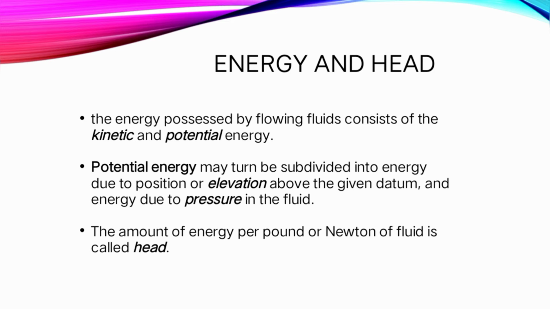Energy and head. The energy possessed by a flowing fluid consists of the kinetic and the potential energy. Potential energy may in turn be subdivided into energy due to position or elevation above a given datum, and energy due to pressure in the fluid. The amount of energy per pound or newton of fluid is called the head.